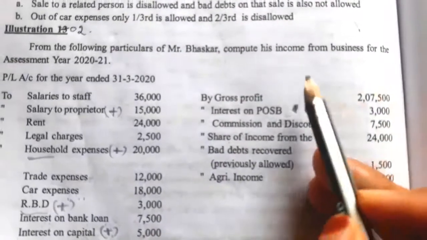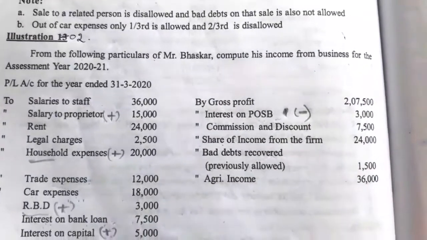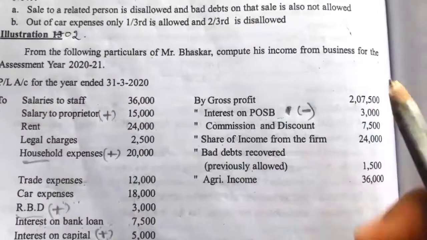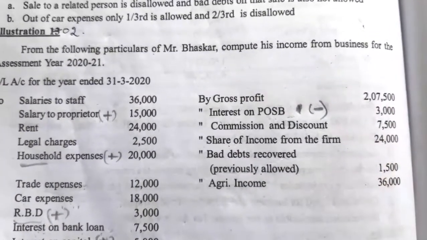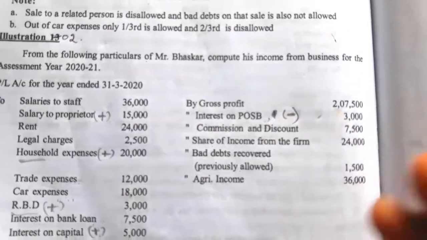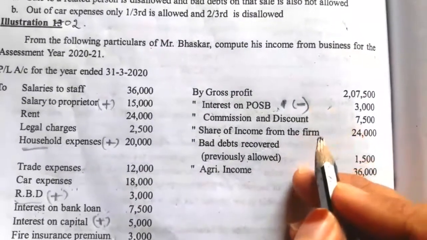So here we have to compute only the income from business. So this adjustment we have to take only once. If they ask to calculate even the total income, then this interest on POSB account we have to take under the income from other source. It is an income from other source, so we have to take it under income from other source.